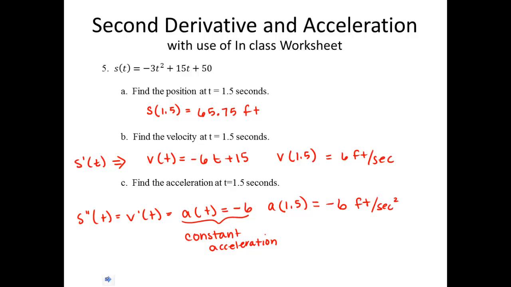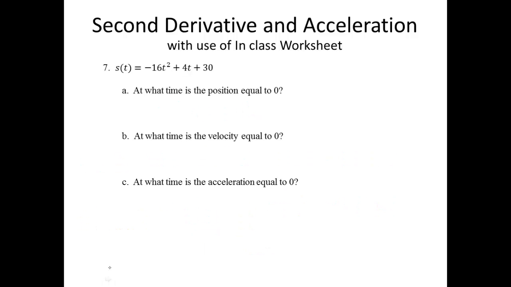All right, so number 6 is very much like that. You can give that a try on your own. And then lastly we're going to try number 7 together. Number 7 is worded a little bit differently because in each of these I'm asking when it is equal to 0. So I'm going to start by taking my position function, negative 16t squared plus 4t plus 30, and I can attempt to factor this, or I can go ahead and use the quadratic formula.